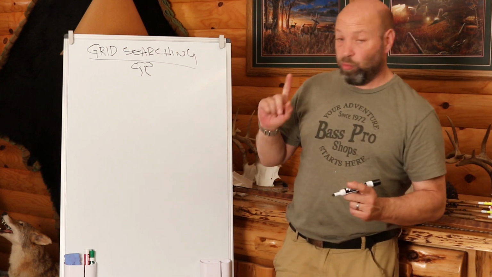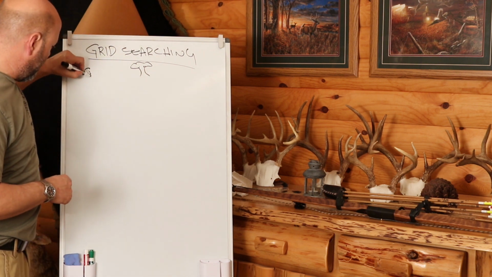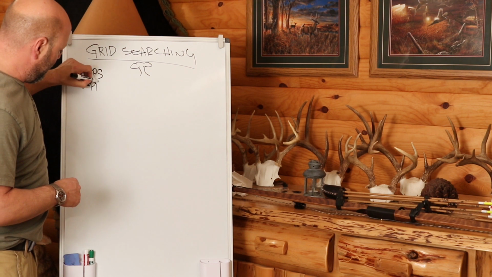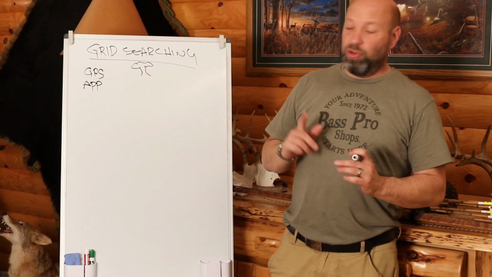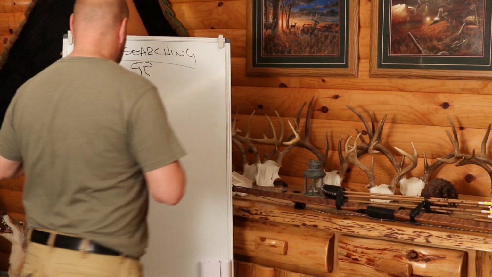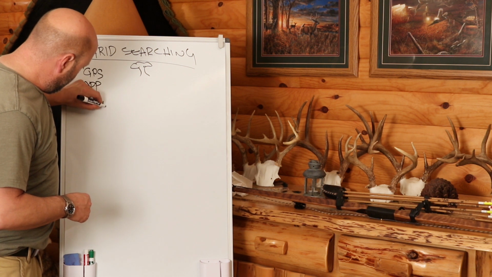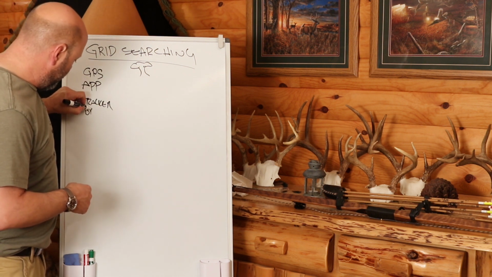First of all, there are 2 tools that you will need for a grid search. I will write them here for you. One of them is going to be a GPS, or it is going to be an app, okay? OnX or whatever you want, but you will need one of them. You need to have a system of something that does what's called a tracker, like what OnX calls it, or a breadcrumb trail.